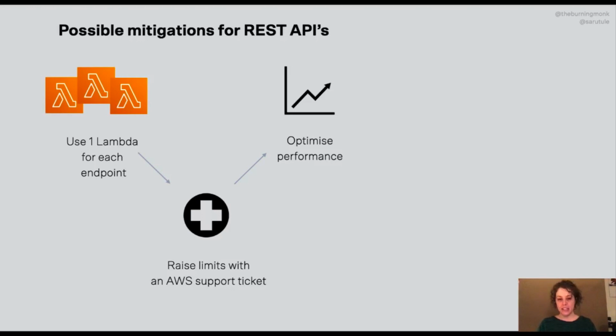Another way is to optimize the performance. Lower latency means better concurrency being handled. One way to optimize performance is, for instance, if you use Node.js, to reduce the size of your artifact. So make sure that your node modules is not very big, as small as possible. Another way would be to improve the way the TCP connections are opened in your Lambda.